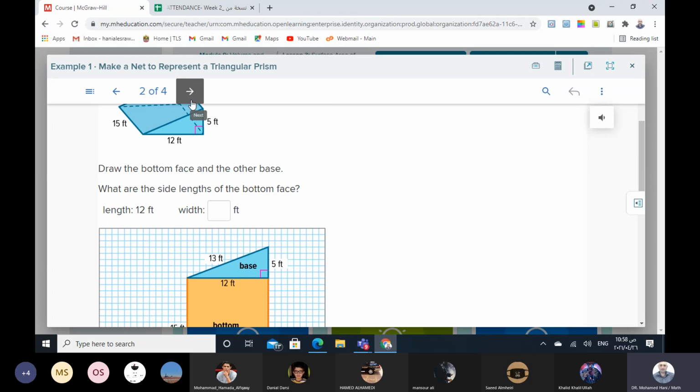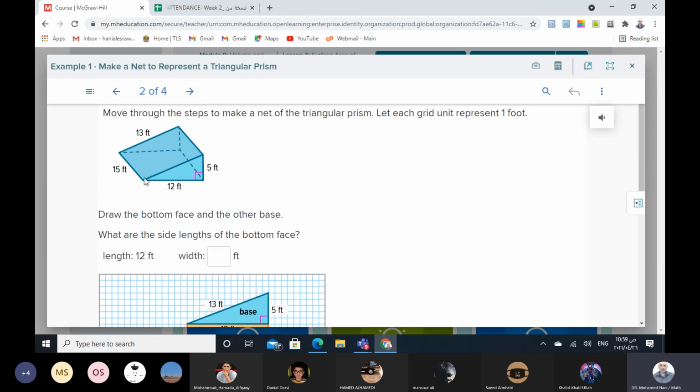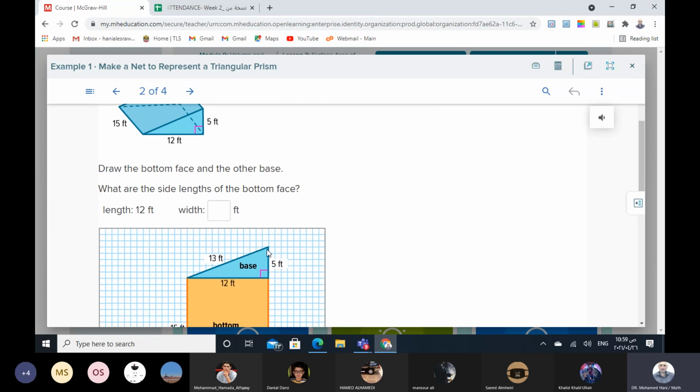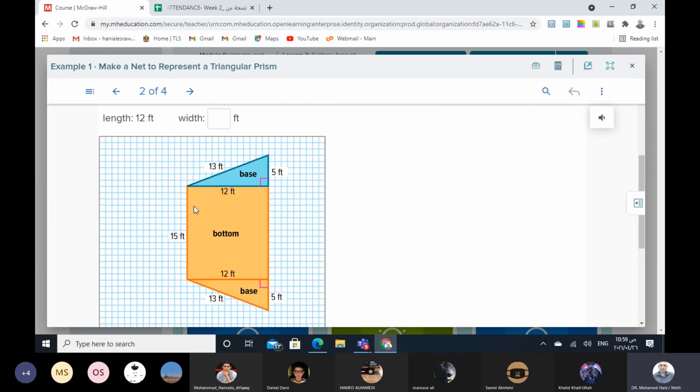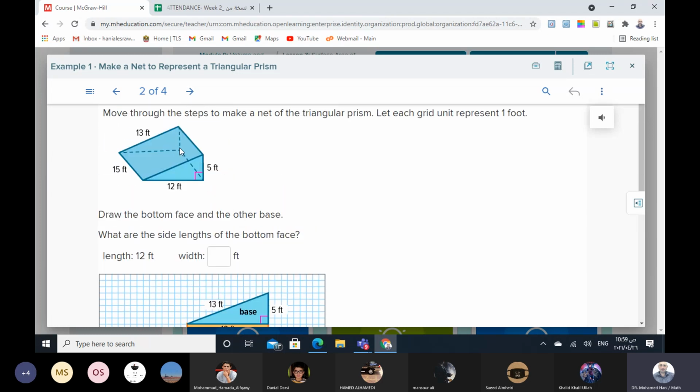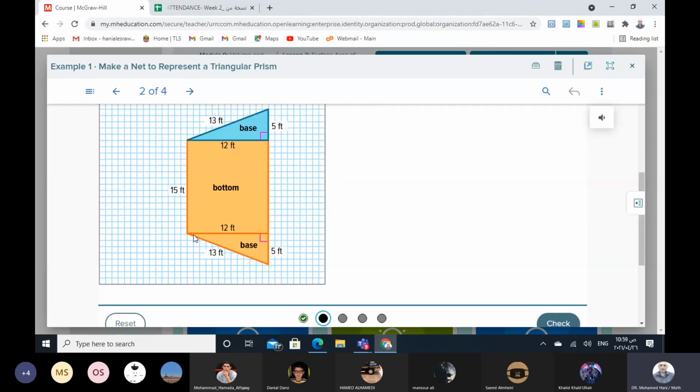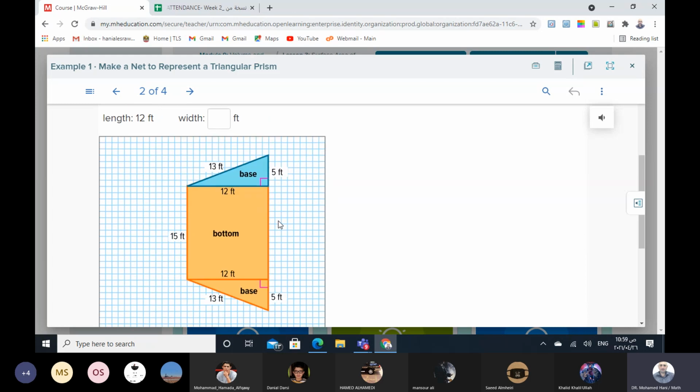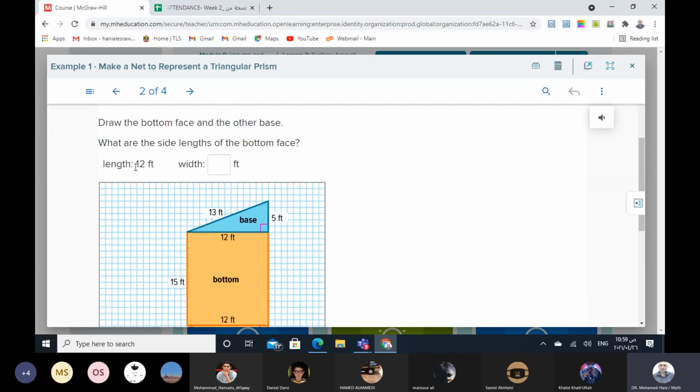The second step, draw the bottom. Here the base, then here the bottom, then draw the second base, or the opposite base, or the congruent base. As you see, the bottom has width 12 and the length will be 15. So 12 here, and here we can write 15.